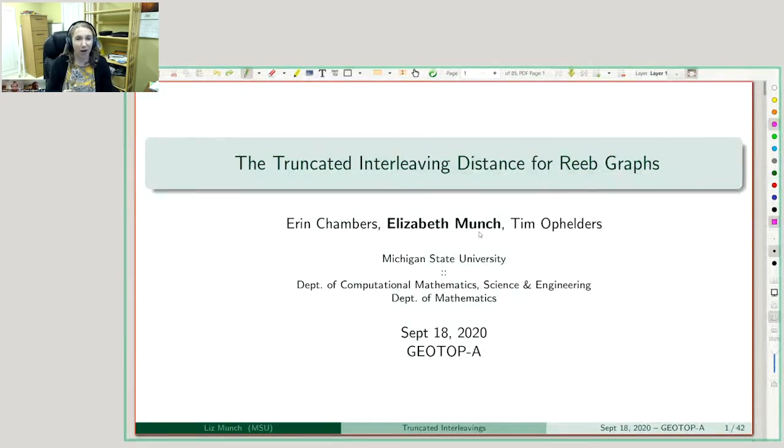Right, so today I'm going to talk about the truncated interleaving distance for Reeb graphs. So this is some recent work with my collaborators, Tim Ophelders and Erin Chambers. Tim is my former postdoc who has since gone back to the Netherlands, and Erin is a professor in CS at St. Louis University.